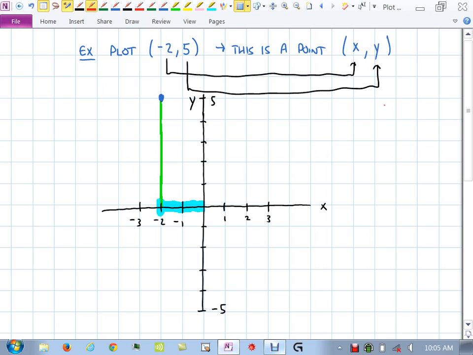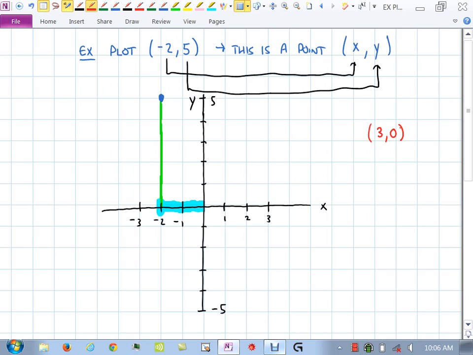Let's do another one to the side here. How about 3, 0? So that means you always, I forgot to mention this, you always start at the origin. Okay, that's why we call it the origin. You always start at the origin, and from there, what am I going to do?